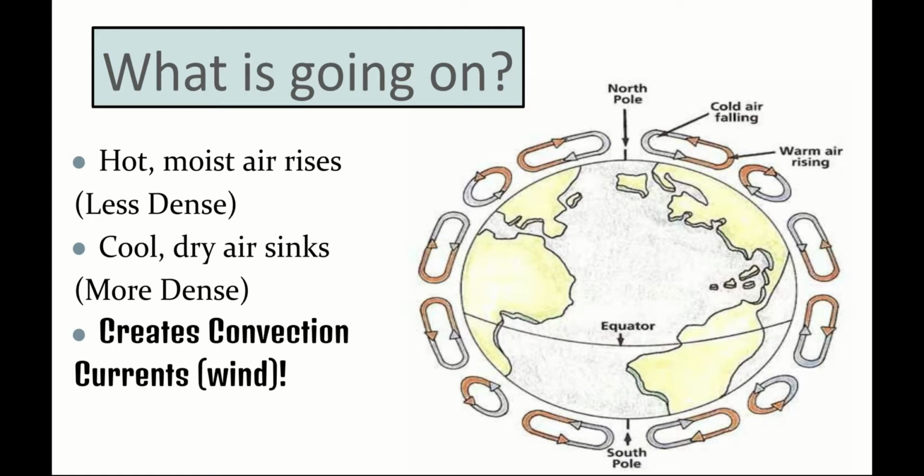So wind is just the movement of air from different areas of density, essentially due to temperature differences. Hot, moist air is going to rise because it's hot. So look along the equator. This hot, moist air is going to rise up, and then as it cools down, it's going to sink again because now it's more dense, and it's going to continually create these little convection currents all around the surface of Earth.